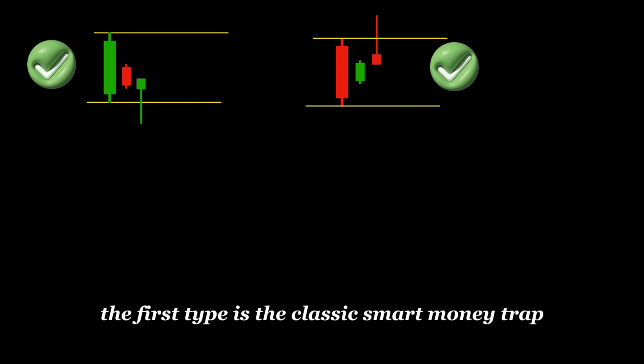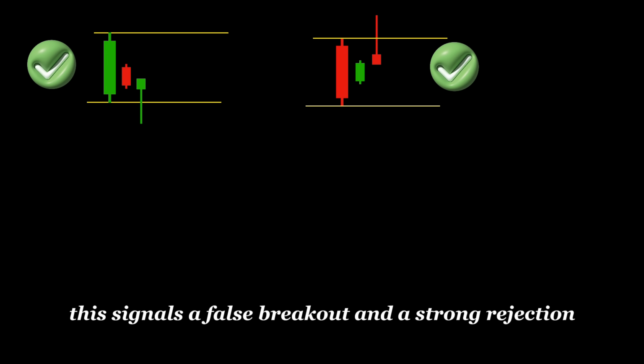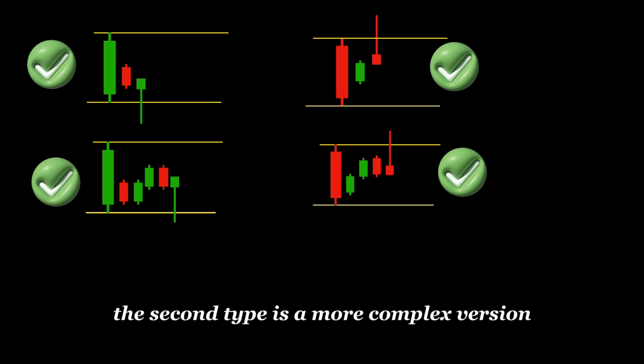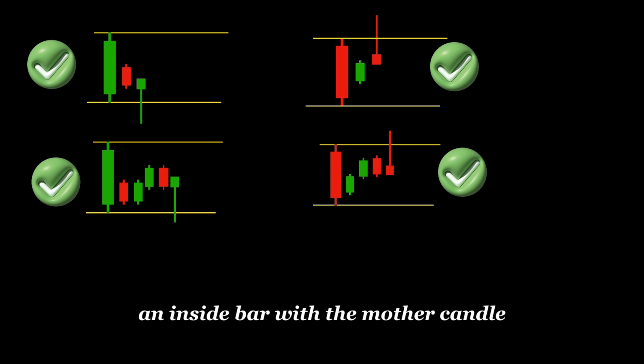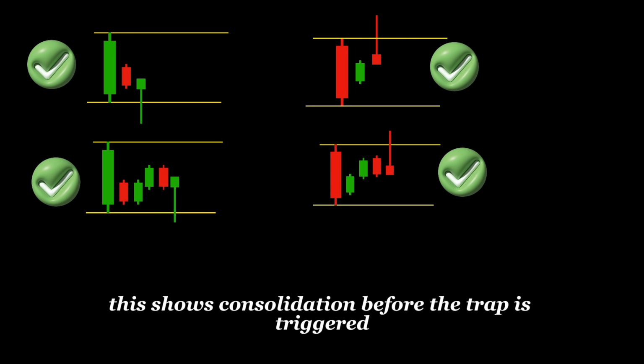When trading this setup, you'll notice that it doesn't always look the same. It comes in different variations and you need to understand each one. The first type is the classic smart money trap, an inside bar followed by a pin bar. This signals a false breakout and a strong rejection. The second type is a more complex version, an inside bar with the mother candle, followed by multiple baby candles, and then a pin bar. This shows consolidation before the trap is triggered.